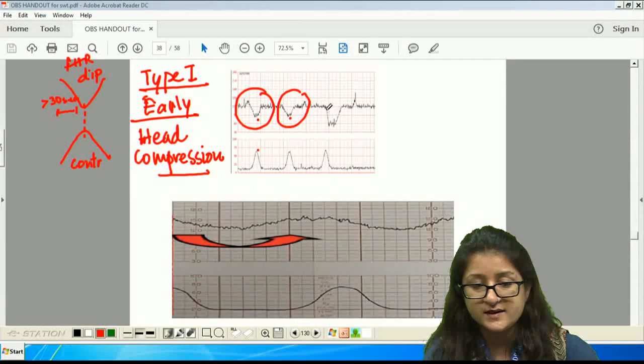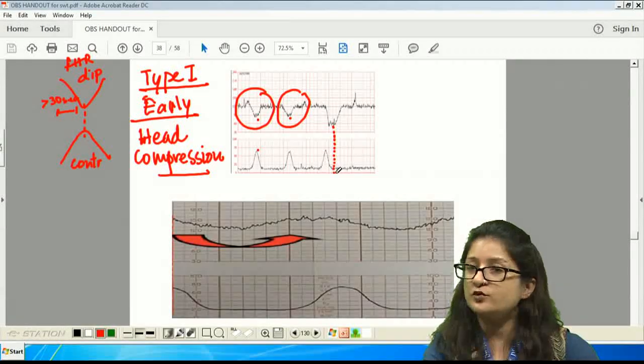On the other hand, if you see here, the dip of the deceleration is happening once the contraction is almost over.